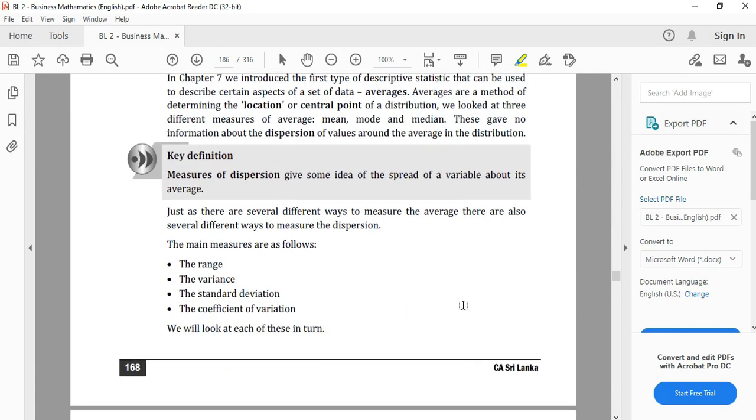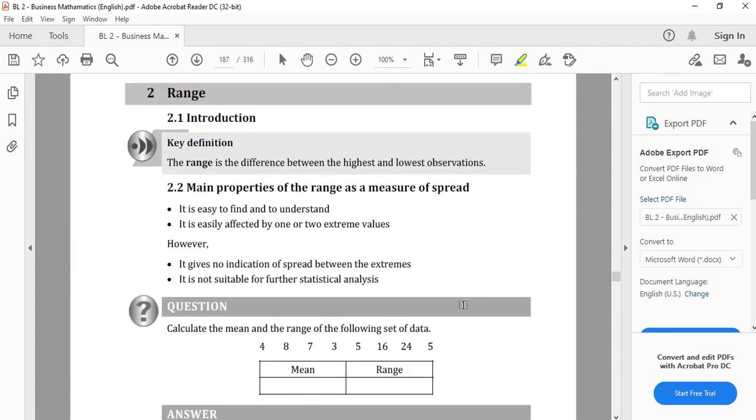Well, the main measures they teach us are the range, variance, standard deviation, and coefficient of variance. That's it. Very easy. Let's look at what is range. Range is the difference between the highest and lowest observation.